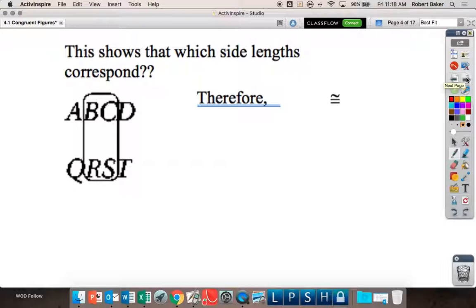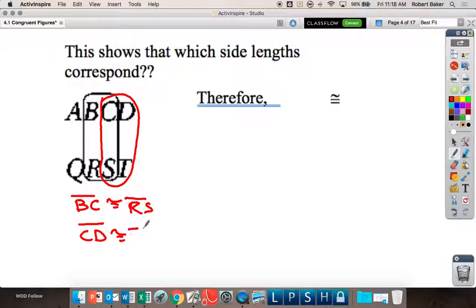So in this scenario, it says those two sides are corresponding and they are congruent. What's another side that is corresponding and congruent? Using the circle technique, you would circle this set of letters. Does that kind of make sense? And then what's the other side? Like these two pieces right here.